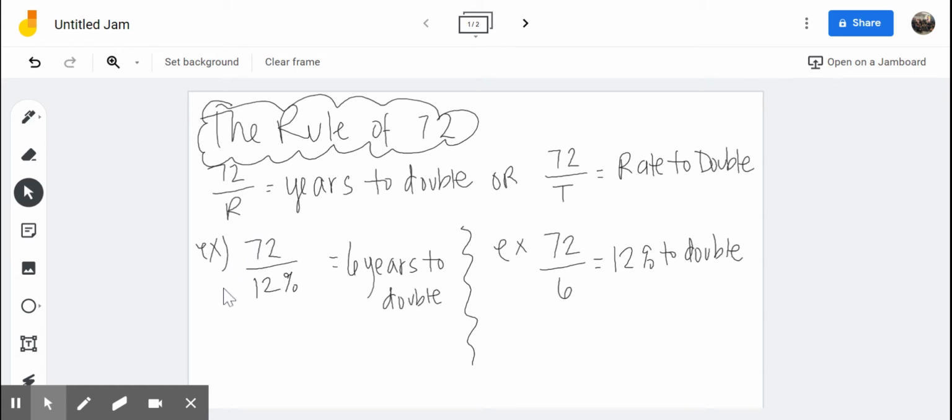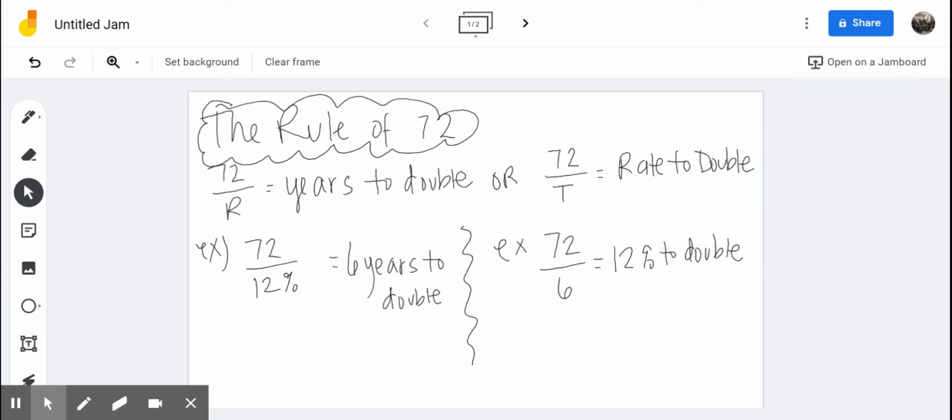If I know that on my investment I'm going to be getting 12%, I can take 72 and divide it by 12. Now, you do not need to change this to a decimal. Just leave it as 12. 72 divided by 12 tells you that it's going to take about 6 years to double that investment. So, whatever that amount is, whether you're putting in $1,000, that'll become $2,000 in 6 years. Whether you're putting in $10,000, that'll become $20,000 in 6 years. So, the amount doesn't really matter. It just tells you the amount of time it's going to take, whatever it is that you put in, to double.